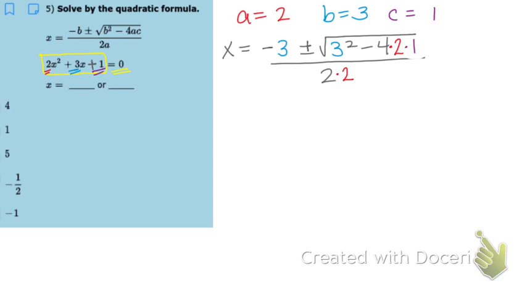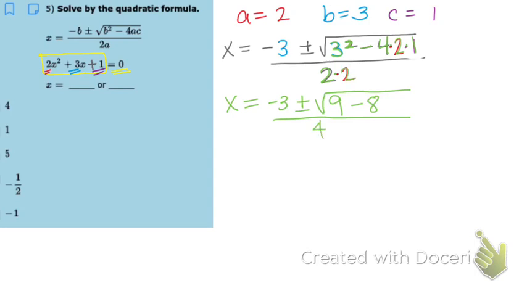Now we're going to go through and start simplifying this. So just rewriting it, trying to condense things together. So we have negative 3 plus or minus, but under the square root, let's change this. This 3 squared, that's saying 3 times 3, which is 9. This minus 4 times 2 times 1 is minus 8. 4 times 2 times 1 is 8. And then in the denominator, we have 2 times 2, which is the same as 4.